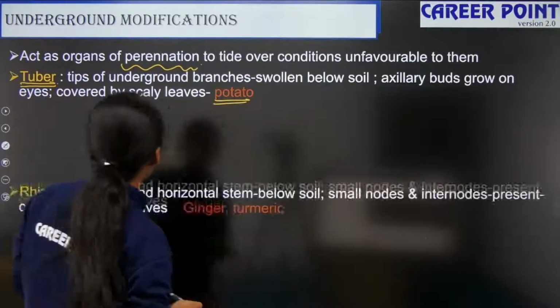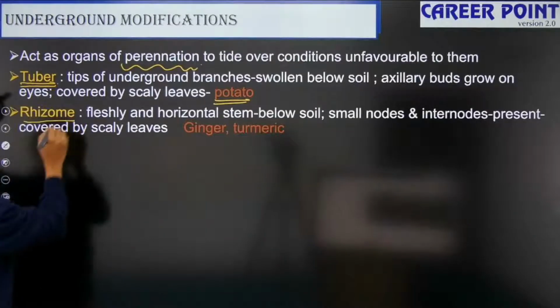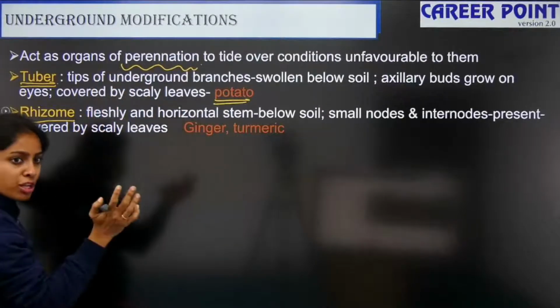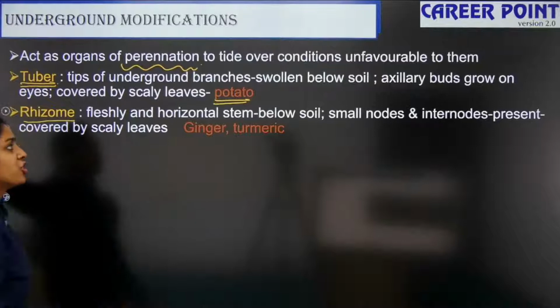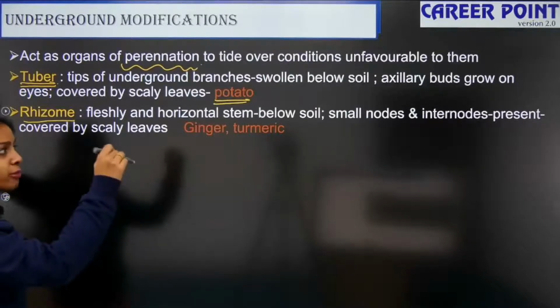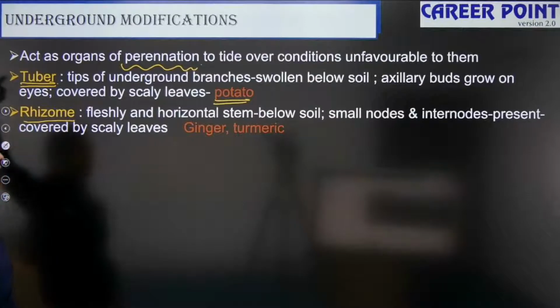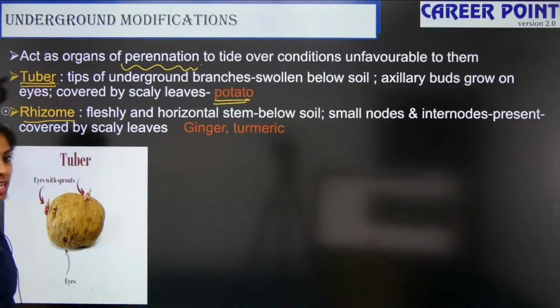Okay. So the next one is your rhizome. They are fleshy and horizontal stems. So these are swollen bunches of stem, fleshy and horizontal, that is below the soil. Here you have small nodes and internodes present and they are also covered by scaly leaves. That is your ginger and turmeric.